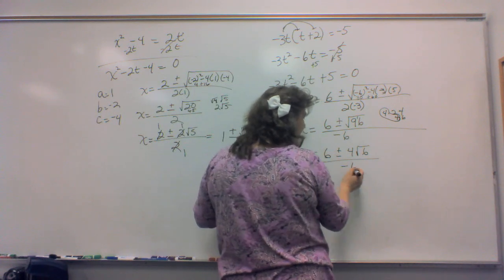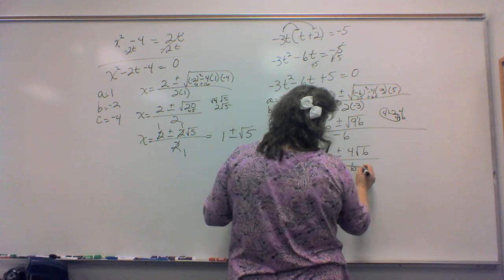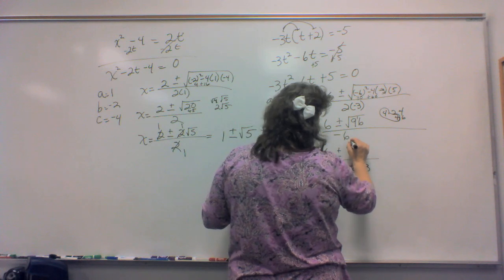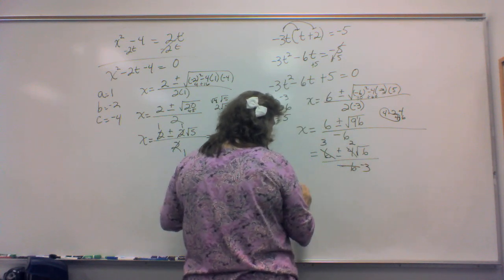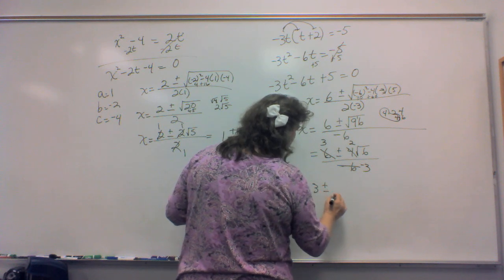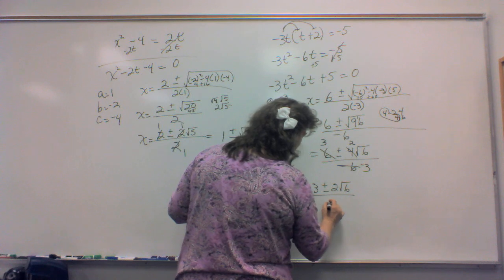We can simplify this by dividing everything by 2. So this will be negative 3, this will be 3, and this will be 2. Okay, so x is equal to 3 plus or minus 2 square root of 6 all over negative 3.